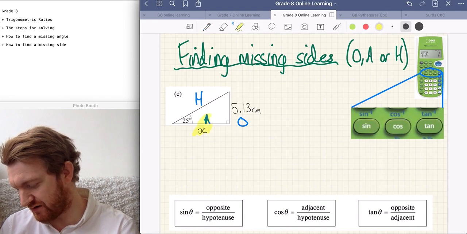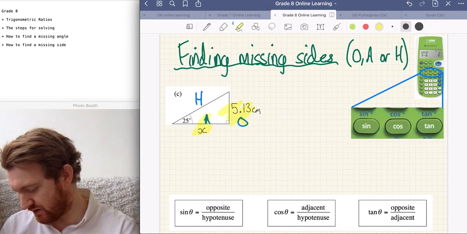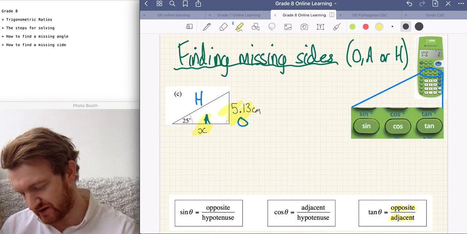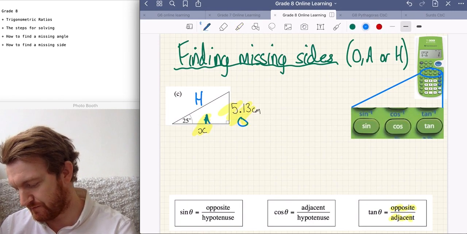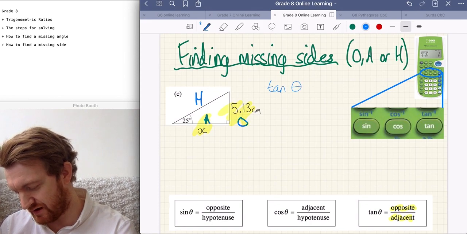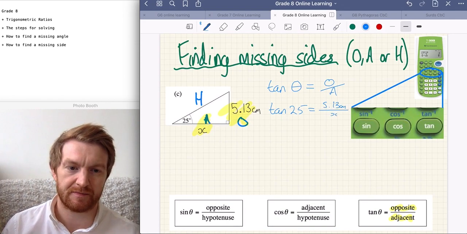Choose which ones we're going to use. Well, we've got adjacent and opposite. Oh, look at the bottom. That one's adjacent and opposite, so we're going to use tan. So tan of the angle is opposite over adjacent. The angle we have is 25 degrees. The opposite is 5.13. The adjacent is x.